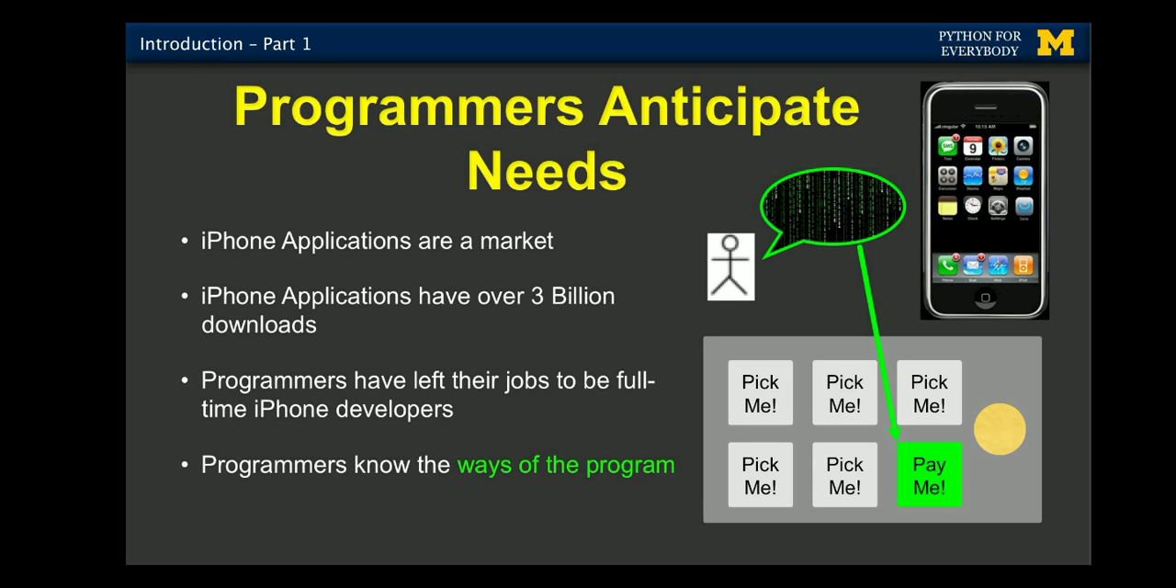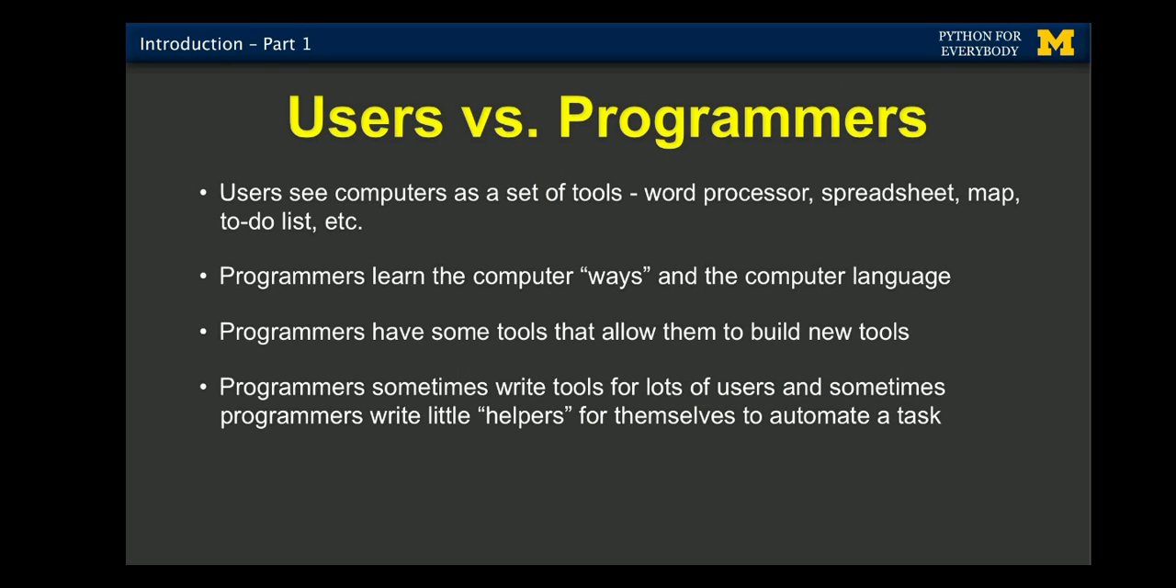Programmers anticipate needs, which means they know the real needs of the users, because they are the user and they are also the programmer. For example, iPhone applications are a market with billions of downloads. Programmers have left their jobs to be full-time iPhone developers. Programmers know the way of the programming language.